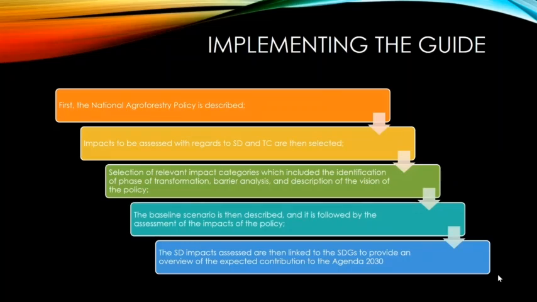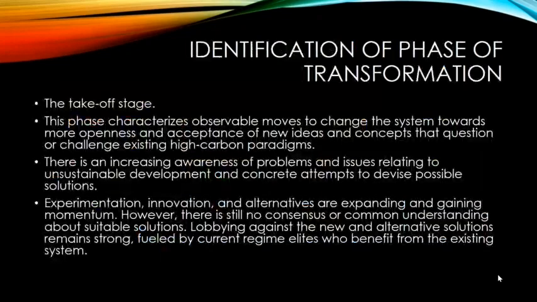Next was the selection of the relevant impact categories, which included the identification of phase of transformation, barrier analysis, and description of the vision of the policy. Next was the baseline scenario. This was described, and then following this was the assessment of the impact of the policy as well. The sustainable development impacts were then assessed, and those were linked to the SDGs to provide an overview of the expected contribution to the Agenda 2030. So just now that was the implementation.